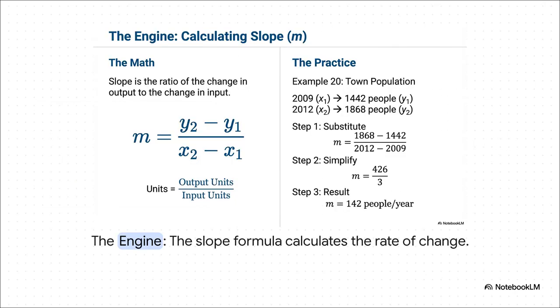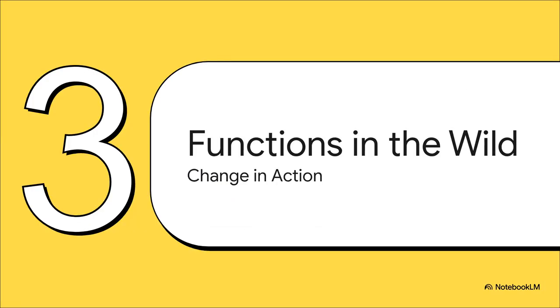So if m is the rate, how do we find it? This formula is the engine that does all the work. It might look a little complicated, but it's just a way of measuring the change in the output divided by the change in the input. In the town population example, we just take the change in the number of people and divide it by the change in years. That tells us exactly how fast the town was growing per year. That's our m. Okay, so we've seen the mechanics.